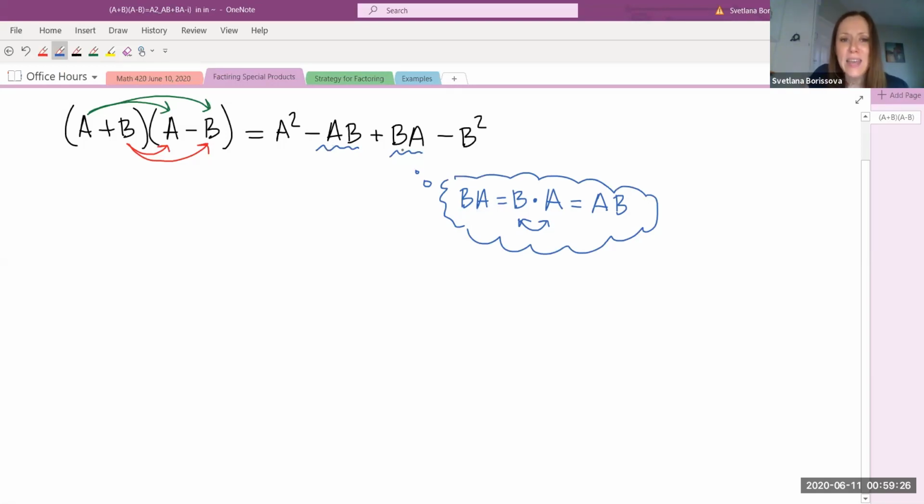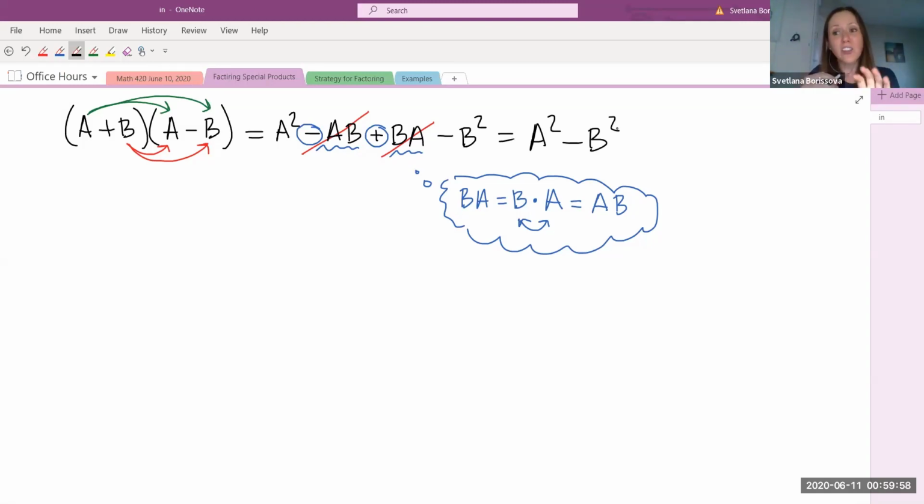ab is the same as ba, but since they have opposite signs, we should cancel them. They cancel each other out because they are the same. So negative ab and positive ba just cancel each other out, and we're left with only a squared minus b squared. So we multiplied expressions that looked almost the same. The only difference was plus in one and minus in another. We multiplied the regular way, but the two middle terms got canceled, and we're only left with a squared and minus b squared.